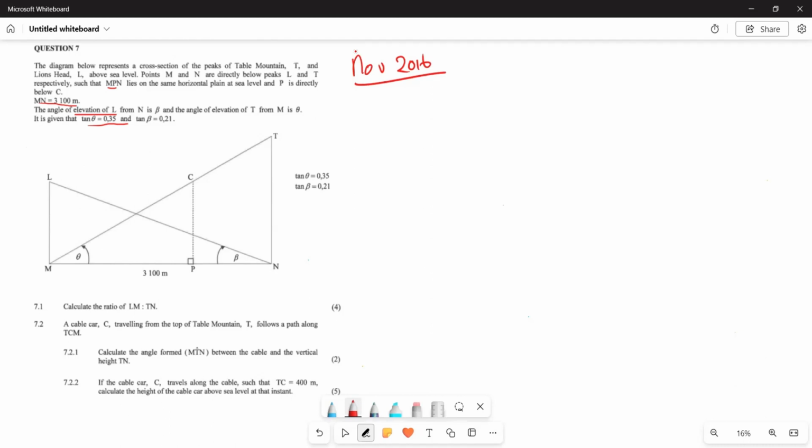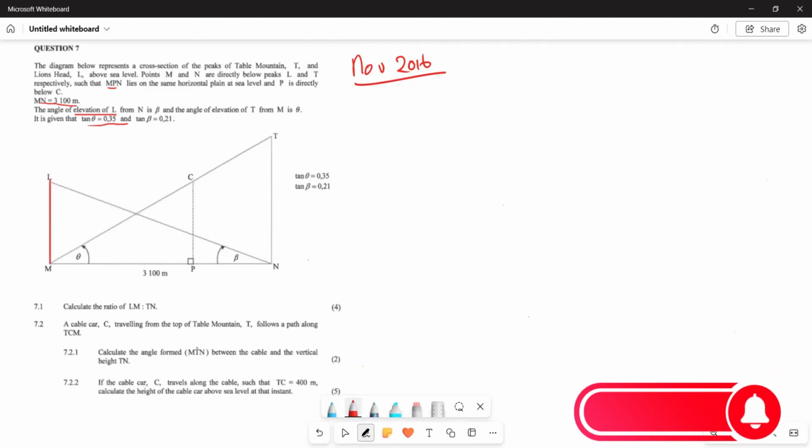Now, let's look at it this way. What is it that you are going to do? If you can start here, let's start with your LM. Your LM is basically this side. Now, if you look at this triangle LMN, just look at this triangle and try to express tan of beta in terms of the sides.